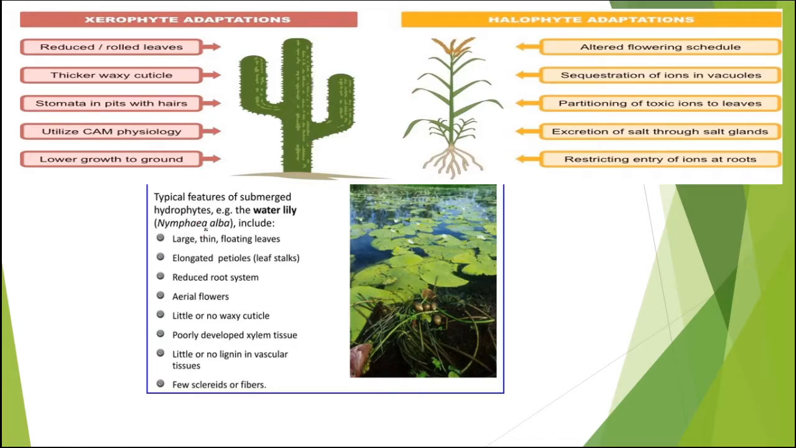Then these are the adaptations found in hydrophytic plants, like large and thin floating leaves or elongated petioles, for example water hyacinth, then reduced root system, aerial flowers, then little or no waxy cuticle, poorly developed xylem tissue, then little or no lignin in vascular tissues, or few sclereids or fibers. So these are some adaptive features found in the hydrophytic plants.